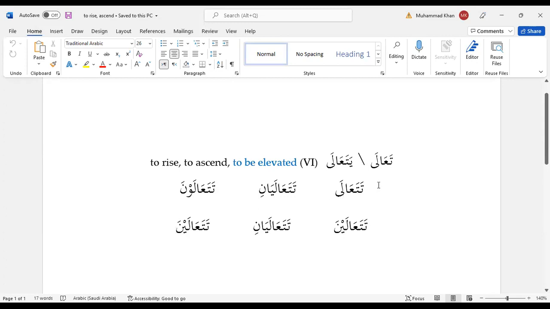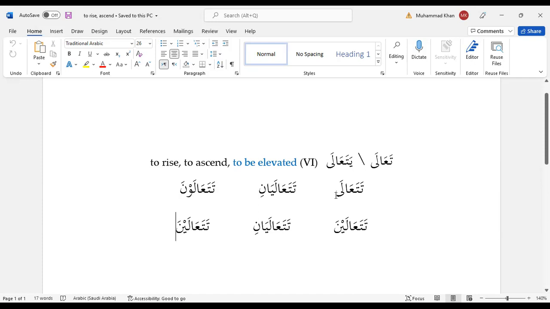Okay, so now we have ta'ala as the past tense, and the present tense will be yata'ala. From yata'ala, when you do the conjugation: yata'ala, yata'alayani, and then yata'aluna. And you know that when we talk about mukhatab, when we are talking to the person in front of you, anta, then we will say tata'ala, tata'alayani.